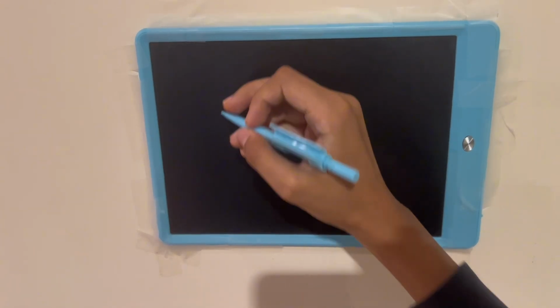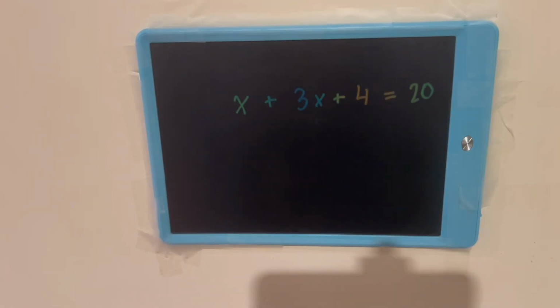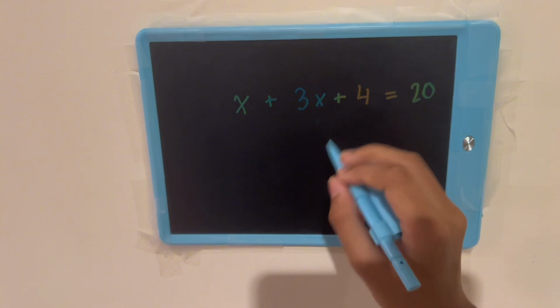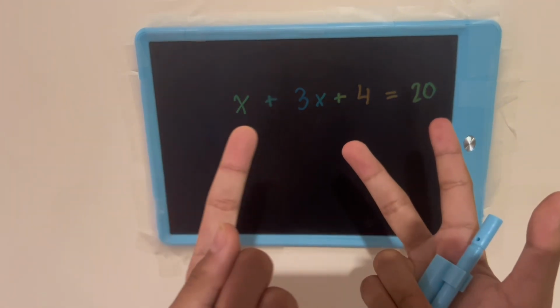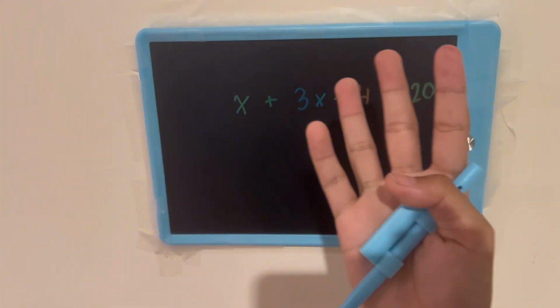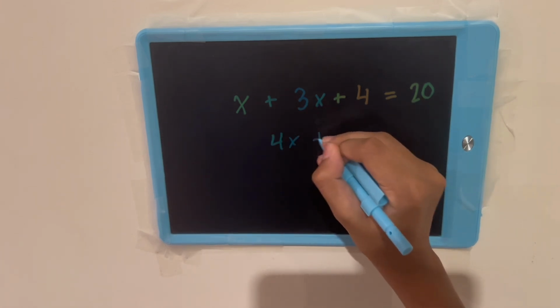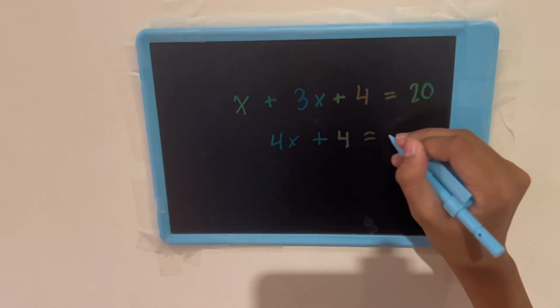Now let's try a trickier one. Let's see if you can do this by yourself. Pause the video if you need a moment to solve it. The first thing we can do is simplify x plus 3x, because if you have 3 x's and 1 more x, then that becomes 4 x's. So we can simplify this to 4x plus 4 equals 20.